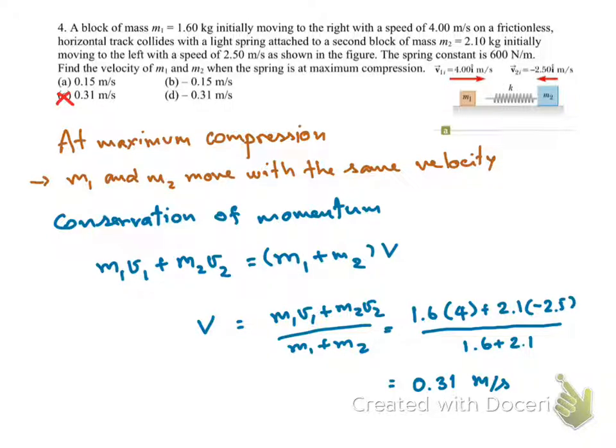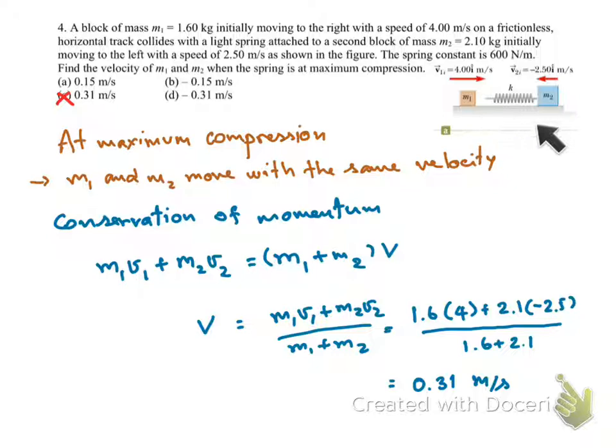The key point of this question is that at the maximum compression, M1 and M2 move with the same velocity, right? If they are not moving with the same velocity, it means that they are moving closer or moving apart, right? And that means that the compression of the spring at that point is not the maximum compression. So we must have the condition that at the maximum compression, M1 and M2 move with the same velocity.